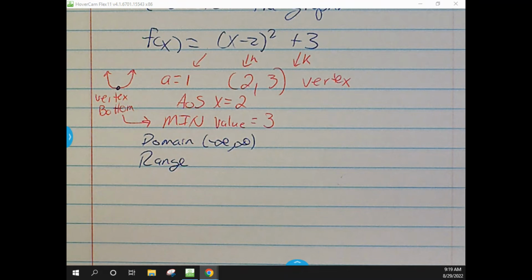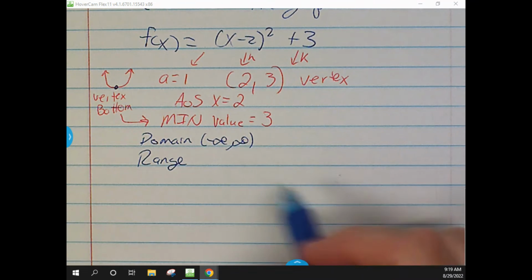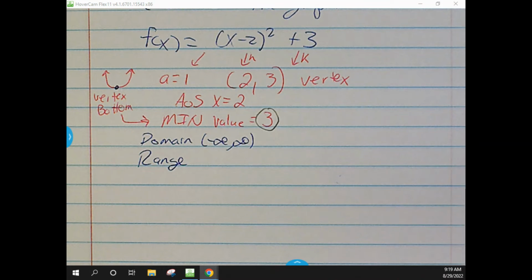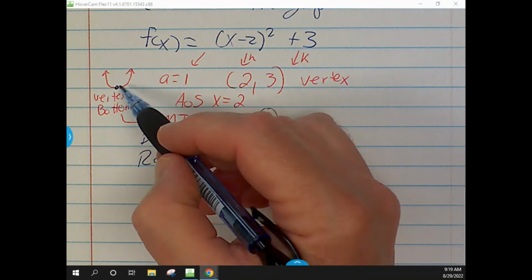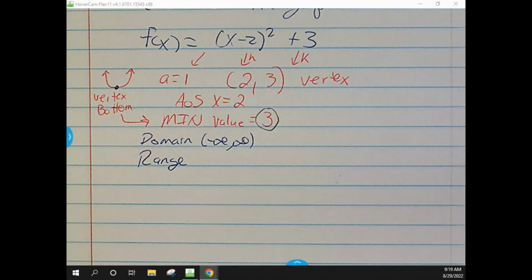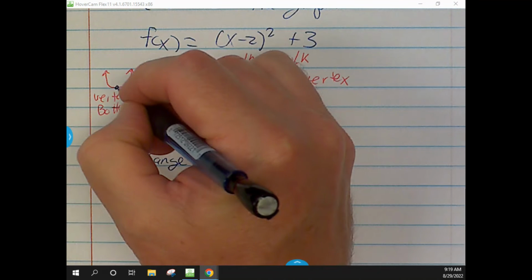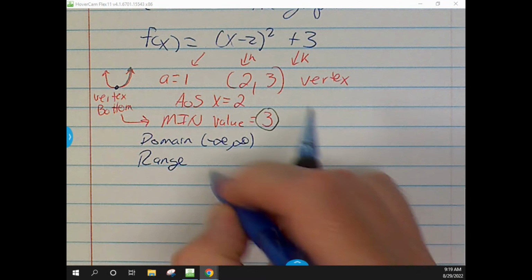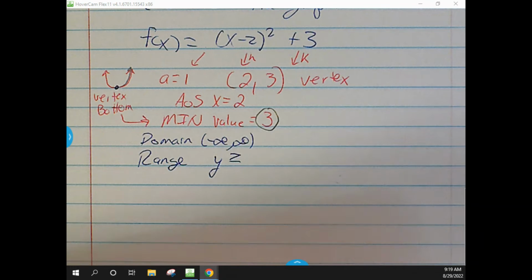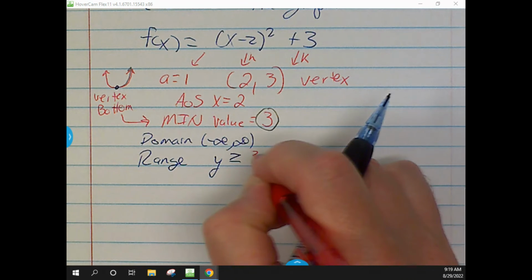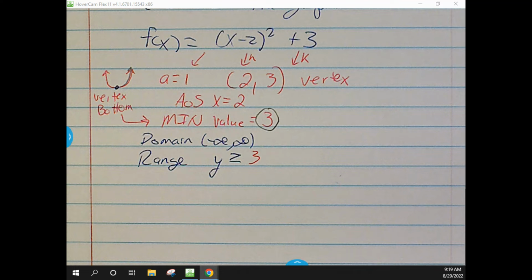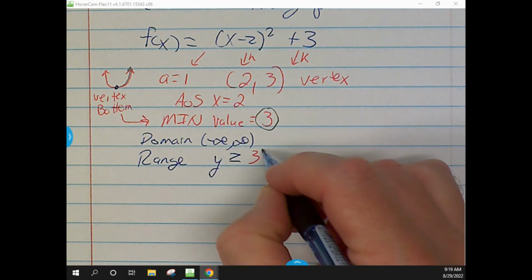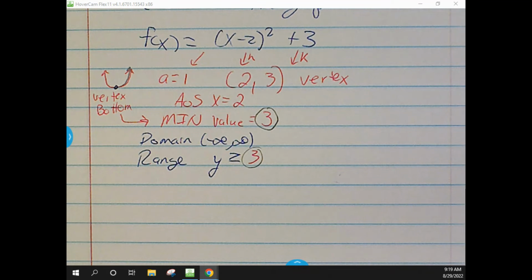Now, here's where we kind of tie that one in. So for the range on this one, it's always going to be this max or min value. And then you've got to figure, are we going up from that value or are we going down from that value? Well, we're going up, right? So we need everything that's greater than or equal to that number. So whatever number you use for the max or min value, that's the same thing you'll use for your range.